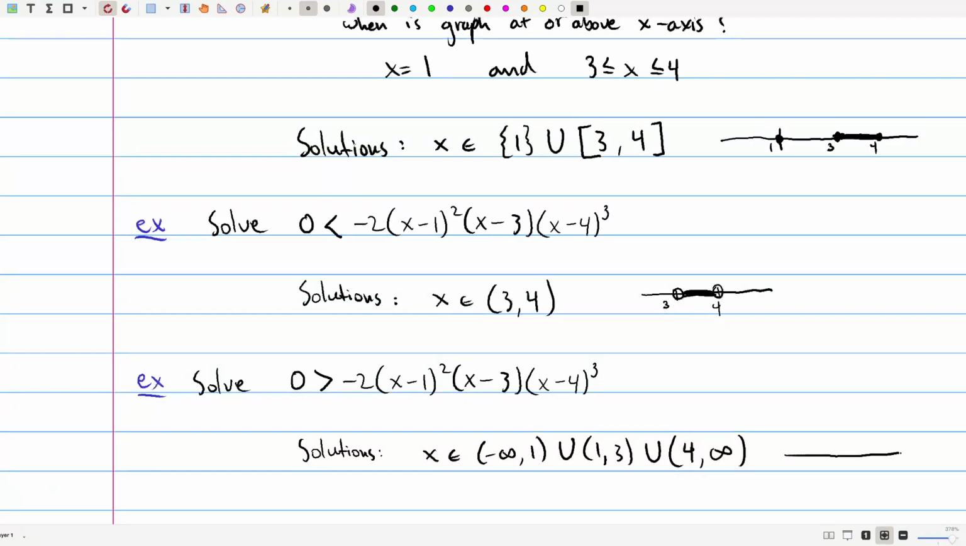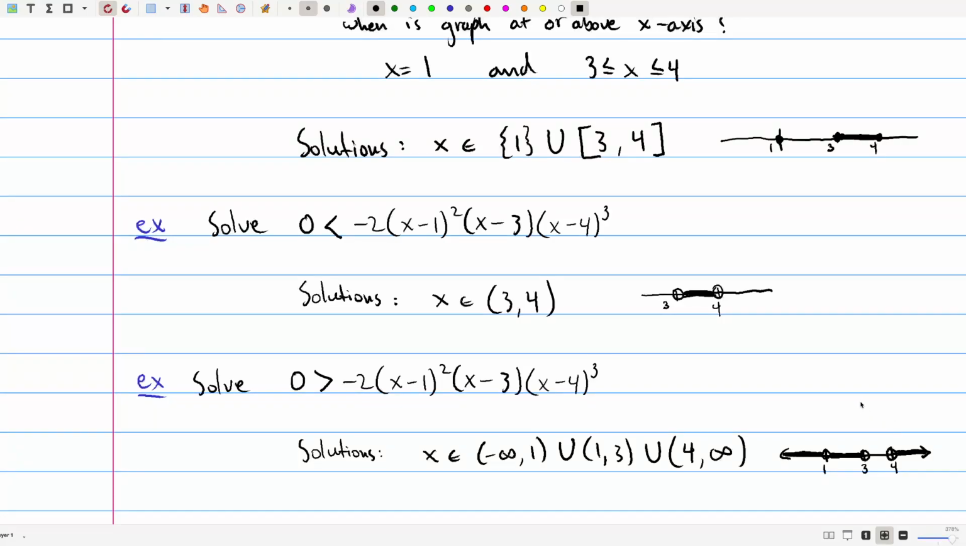And again, using a number line, we can go up to 1, open, and then everything back there is part of it. And then we go up to 3, and that is all part of it, but we don't include 1. And then we skip everything from 3 to 4, and then from 4, not including 4, but after 4 onwards, that's part of the solution set again.